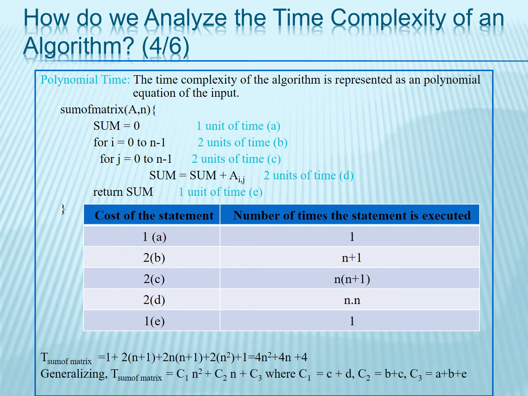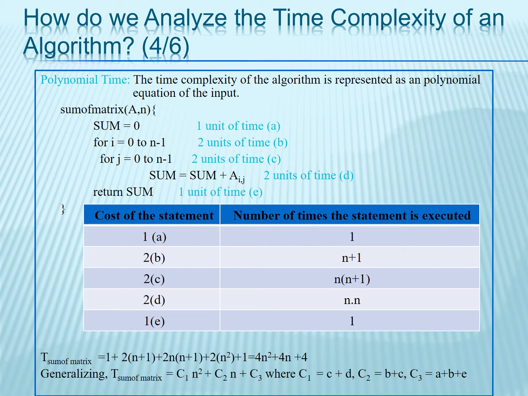Polynomial time complexity algorithm. In polynomial time complexity algorithm, the time complexity of the algorithm is represented as a polynomial equation of the input. For example, consider the function sum of matrix which adds each element of the matrix A. The size of the matrix is n cross n.